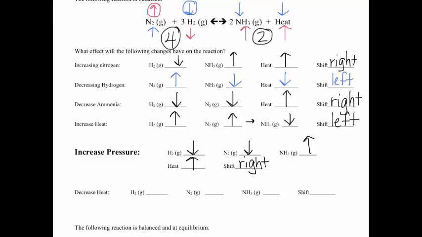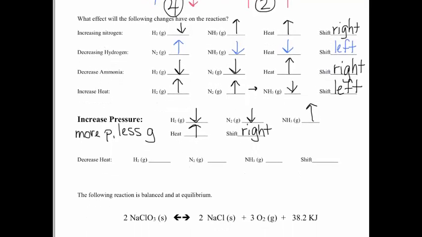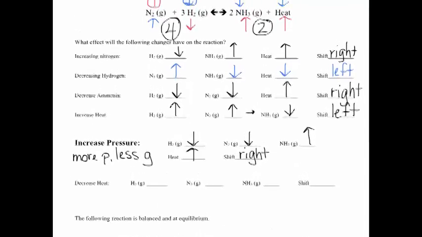Another way to look at that, we say more P, less G. And what that means is when you have more pressure, the side with less gas will actually increase. And then the opposite is true as well. If you had a lower pressure, then the side with more gas would increase. More P, less G.